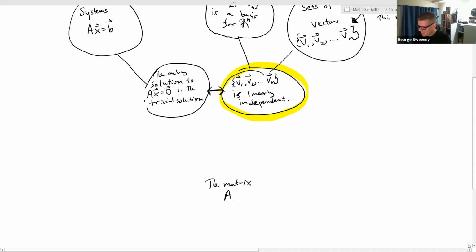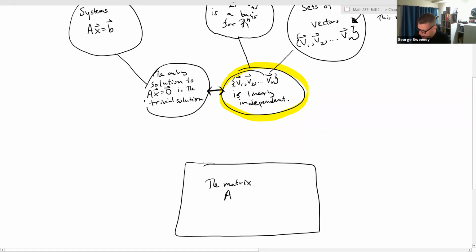All right, so when we talk about the matrix A, let's do a couple things to make sure that we understand what A is. A equals the matrix of the column vectors. So it's going to be V1, V2, all the way up through Vn. So it's the matrix of the column vectors.